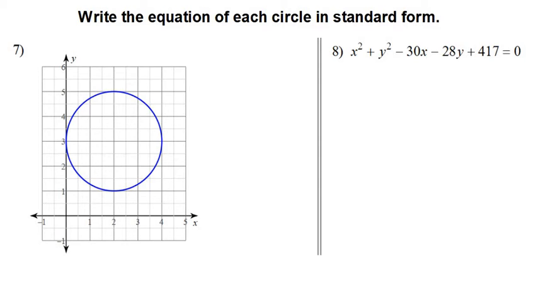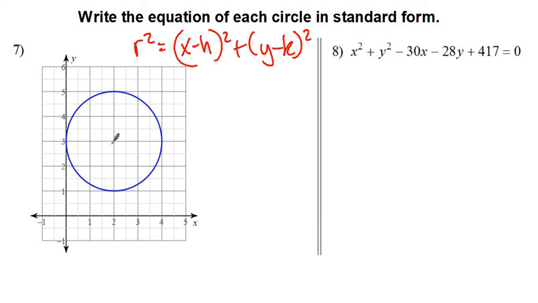All right, so we'll try to write the equation for these last two circles right here. The first one is probably a little bit easier than the second. So here we're given the graph and we have to write the equation. And again, the standard form for the equation of a circle is what I'm writing right here. We need two things. We need the radius and the center. Let's start with the center.